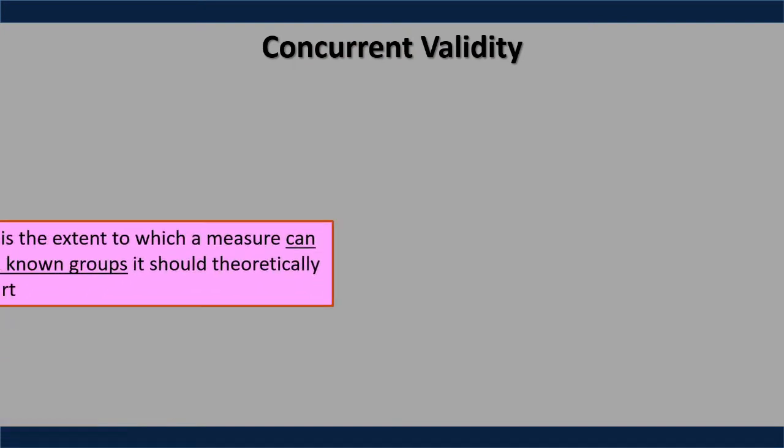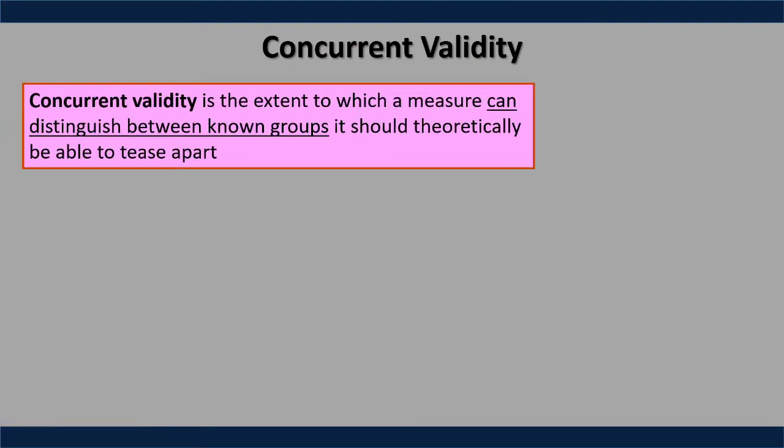Concurrent validity is the extent to which a measure can distinguish between known groups it should theoretically be able to tease apart. What I mean by this is, if you're creating a measure of, say, depression, the scores of your measure should be significantly higher if given to a group who is clinically diagnosed with depression versus people who are not clinically diagnosed as depressive.